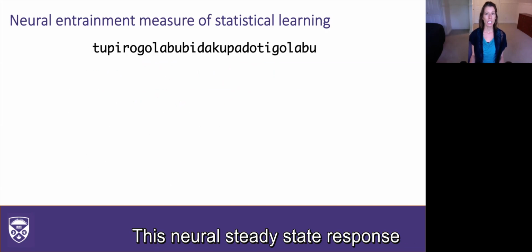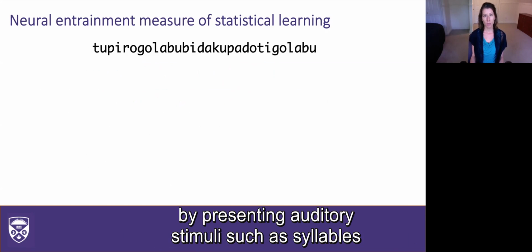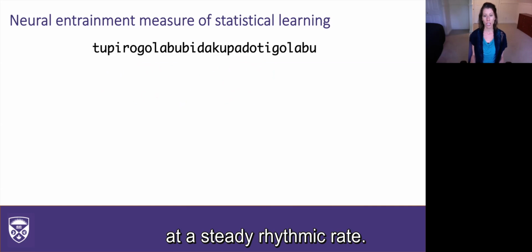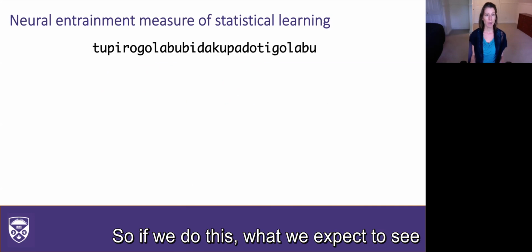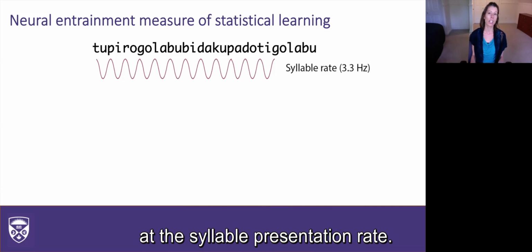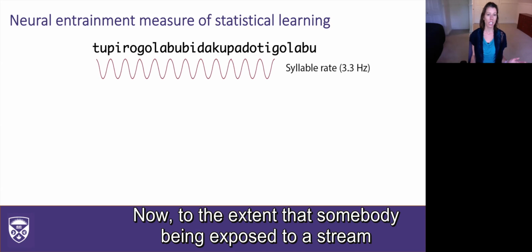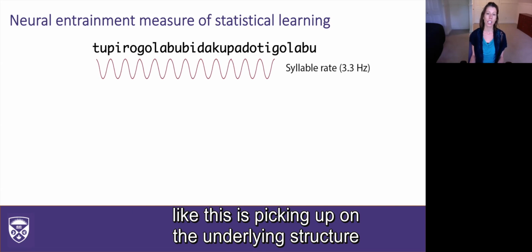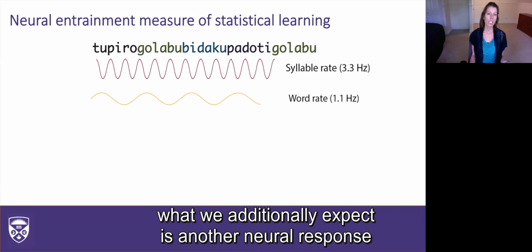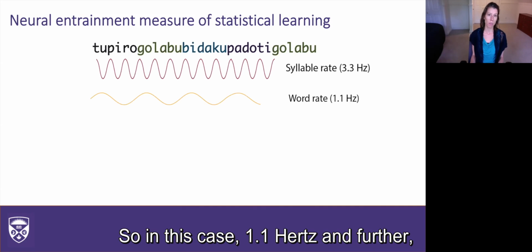This neural steady state response can be applied to statistical learning by presenting auditory stimuli such as syllables at a steady rhythmic rate. So if we do this, what we expect to see is a neural steady state response at the syllable presentation rate. So in this case, 3.3 hertz. Now, to the extent that somebody being exposed to a stream like this is picking up on the underlying structure of the stream, what we additionally expect is another neural response at that corresponding word rate. So in this case, 1.1 hertz.